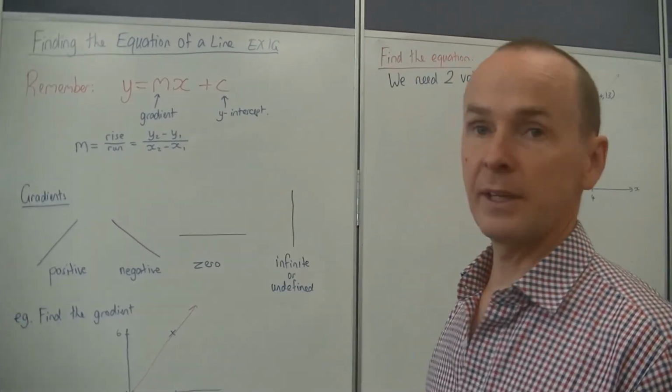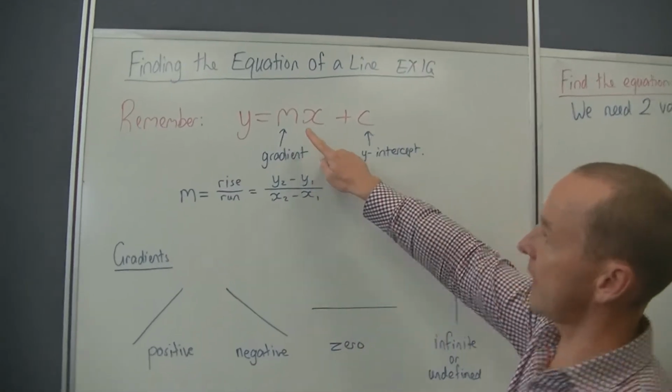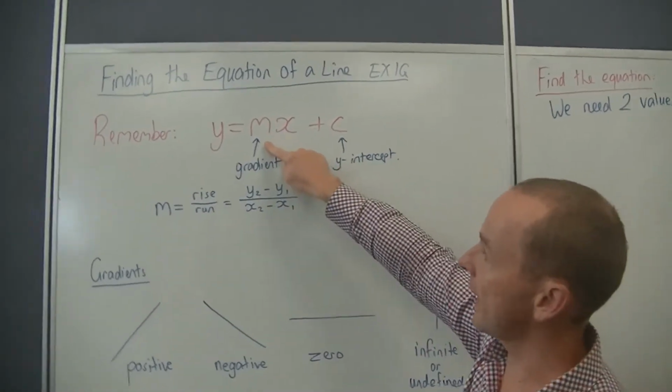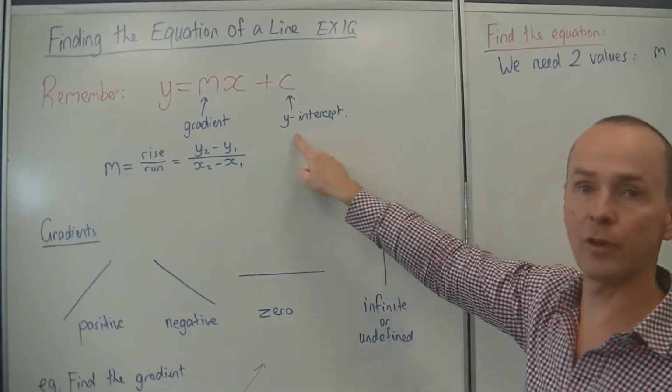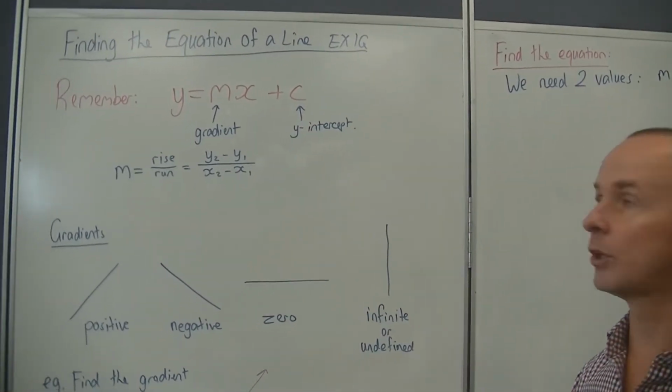So, the first thing to remember up here, y equals mx plus c. The value m stands for the gradient. You've got to remember that. And the value c stands for the y-intercept. So hopefully you remember that from year 9.